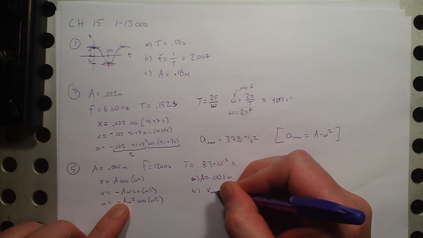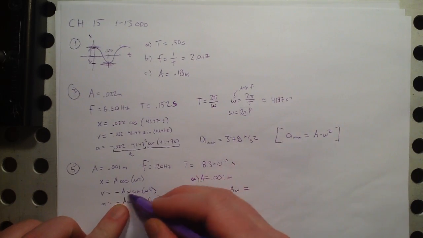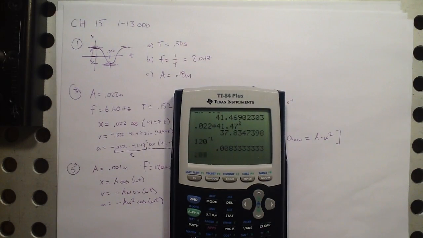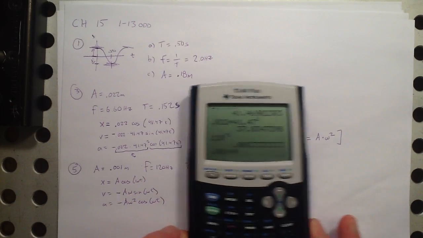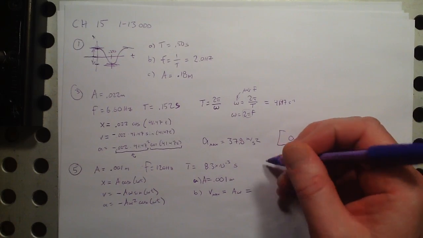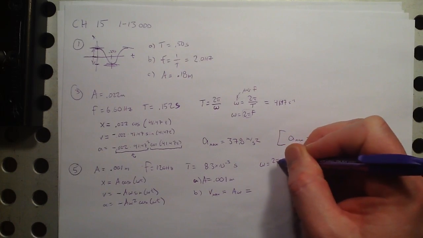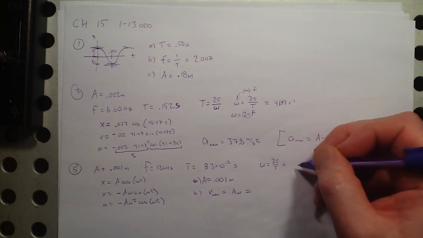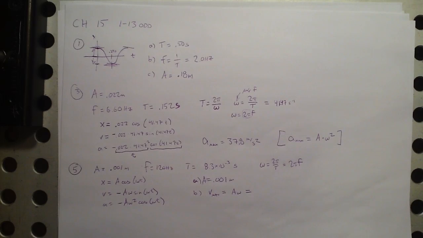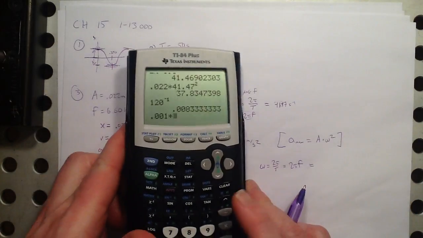So the velocity max is A omega, right? The same logic that we used in the last problem. So amplitude 0.001 times omega. Oh, we didn't find omega, did we? So omega, period, is 2 pi over T, or 2 pi f, either one. Since they gave us the frequency, we can do that. It's 2 pi times 120.